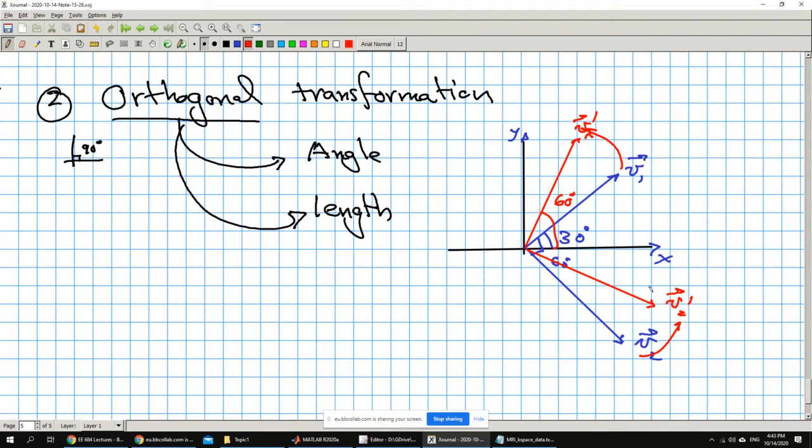What do you think the angle between V1 dash and V2 dash will be? After I rotated V1 and V2, it will be exactly 90 degrees. So the angle here also will be 90 degrees. So basically, rotation is an example of orthogonal transformation.